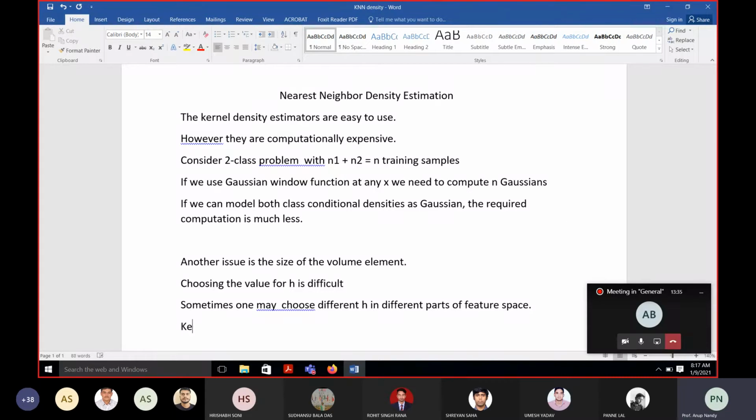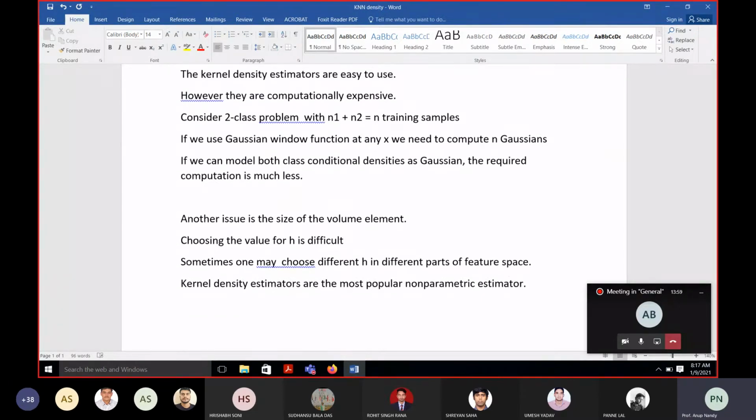So kernel density estimators are the most popular non-parametric estimators. Okay, kernel density estimation is the most popular non-parametric estimator. So this is all about what was required to discuss, and these are the important things.